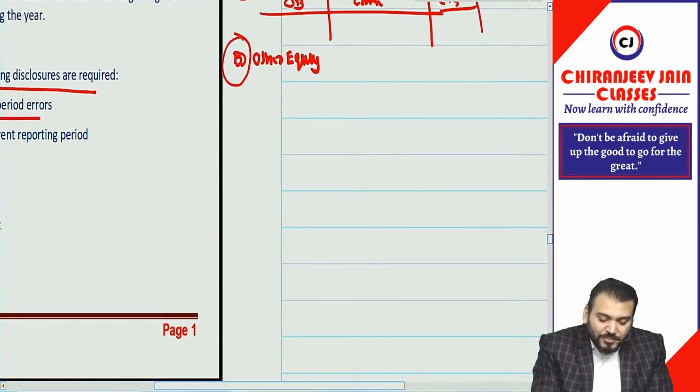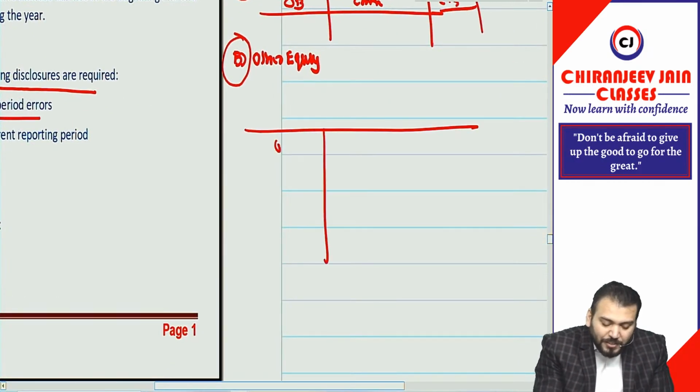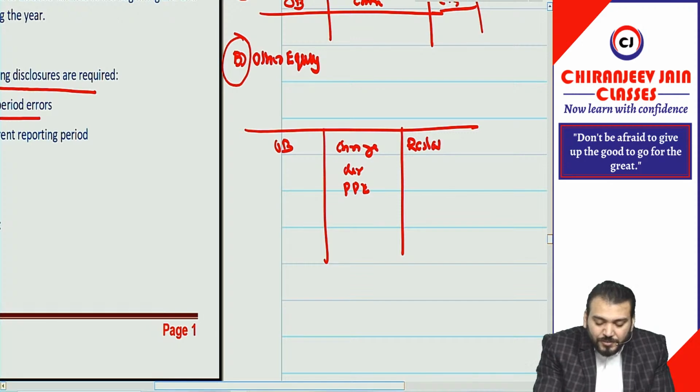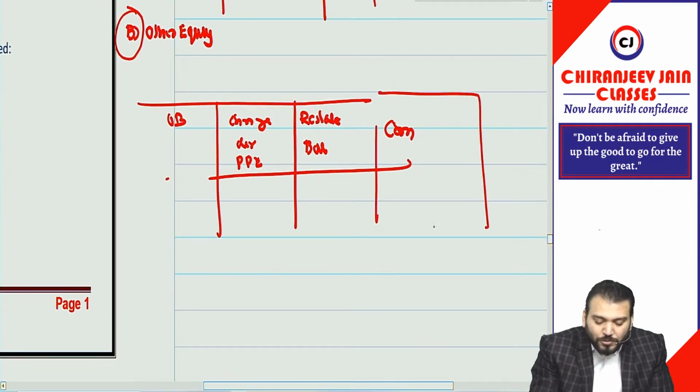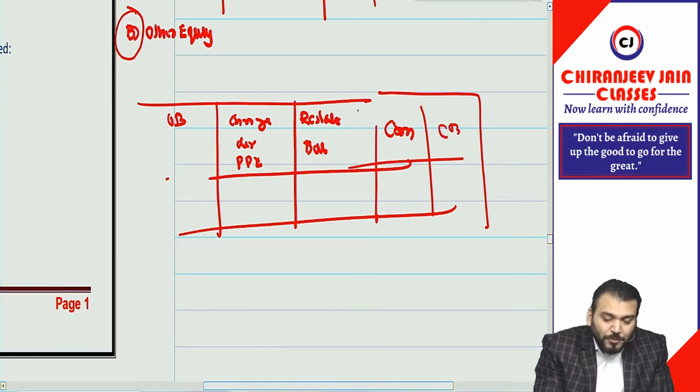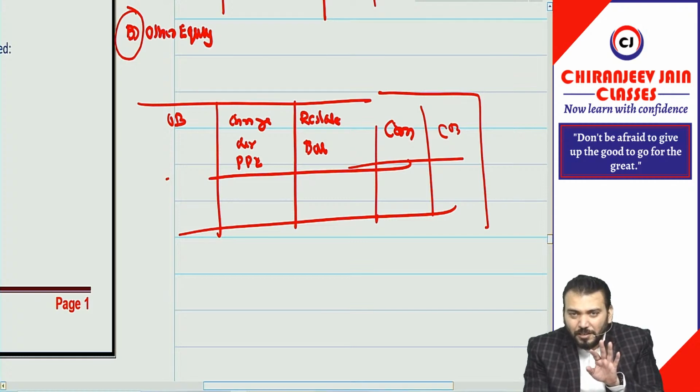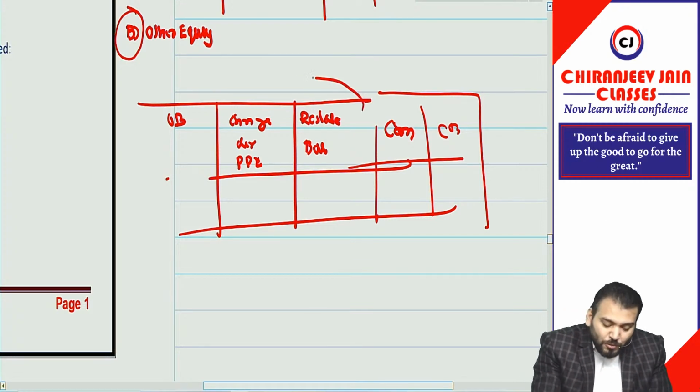So now what they are saying is, first you write down the opening balance, then you write down any changes due to prior period error. Then first calculate the restated balance at the beginning of the year, and then the changes during the year, and that will become the closing balance. Understood? They have just added these two columns.